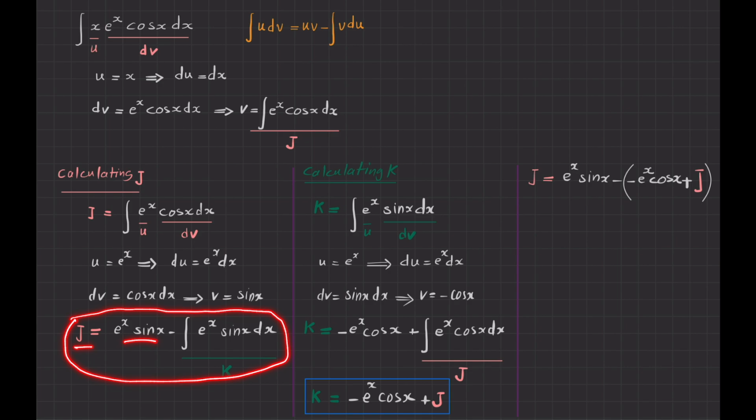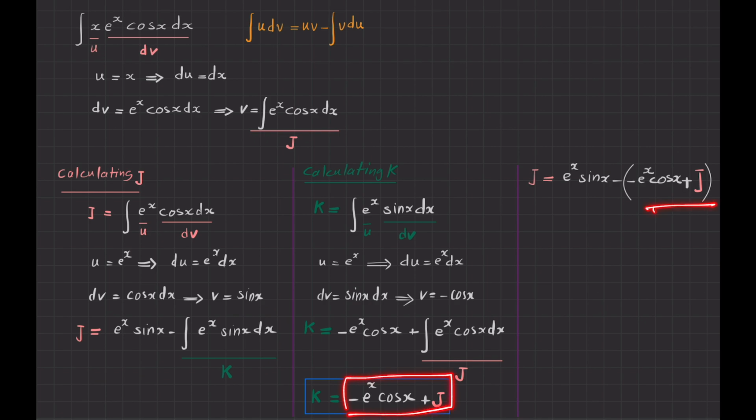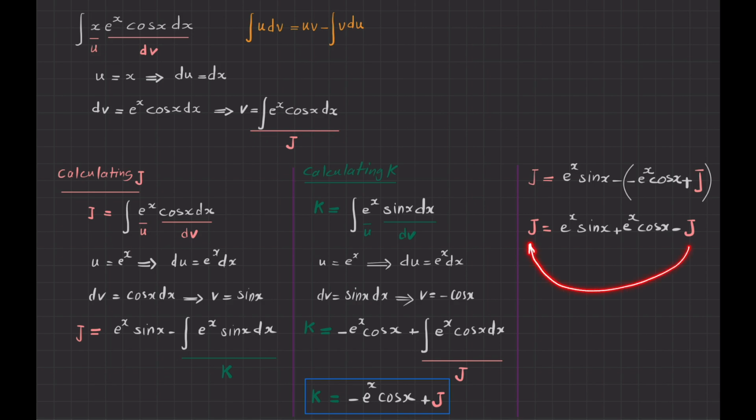j is equal to e to the power of x sine x, which I have written here, and then I have this minus sign, but instead of k, I have put this expression here. So this is just simply your k. Now I open the pair of brackets. The first term becomes positive, and the next term becomes negative. Now I move this j to the other side. Because this is minus j, when I move it to the left side, it becomes positive j, so it becomes 2j equals this one. But I am looking for j, so I divide everything by 2, and this is the answer that I get.